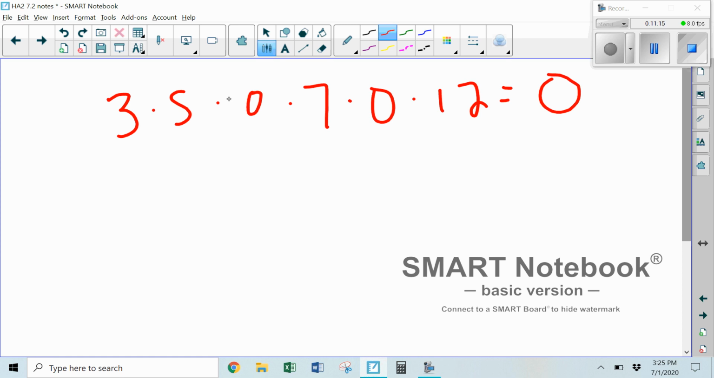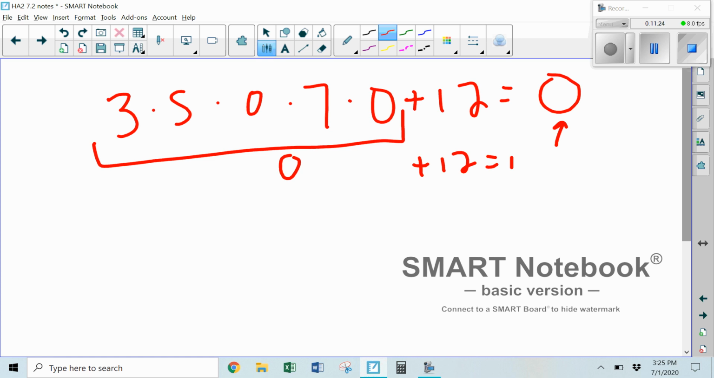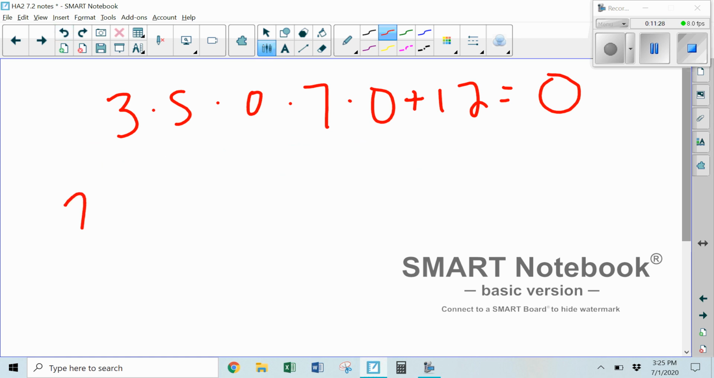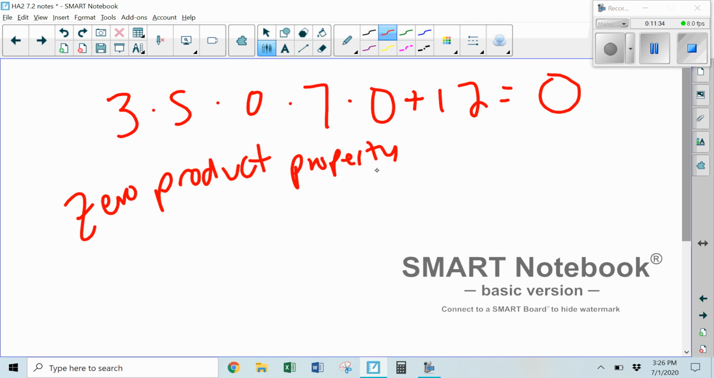What if I had a plus sign? Then will my answer be 0? No, this part would be 0, but my answer would be 12. So 2 things have to happen. It's called the zero product property. So it has to be equal to 0, and everything has to be a product or a multiple.